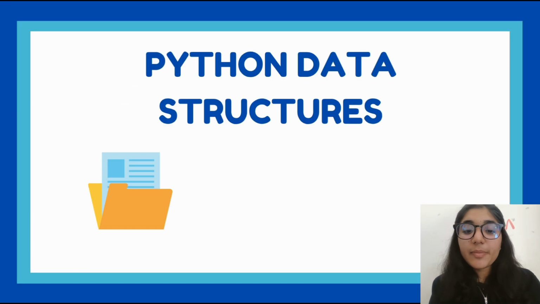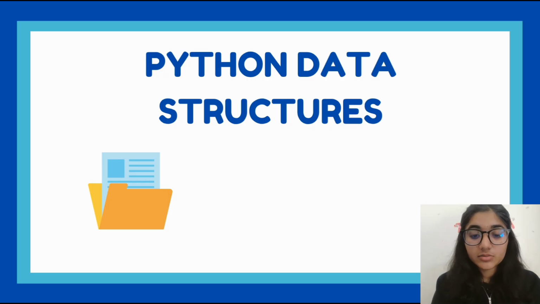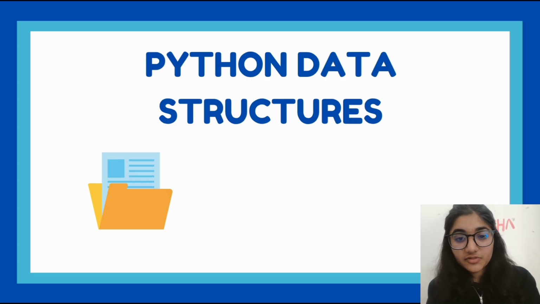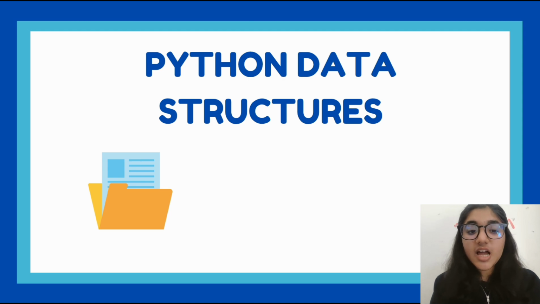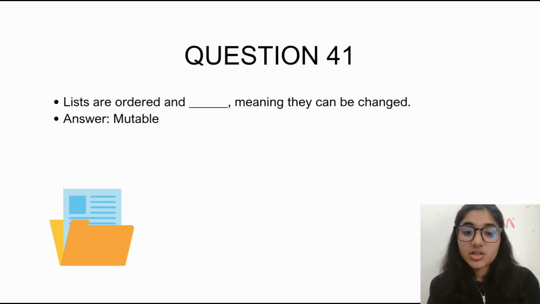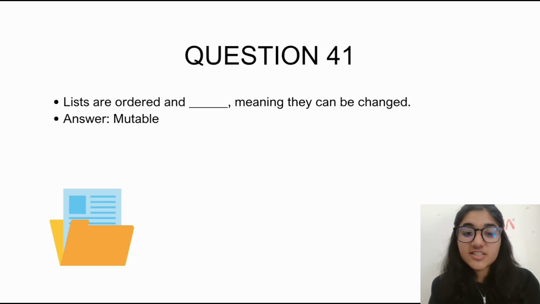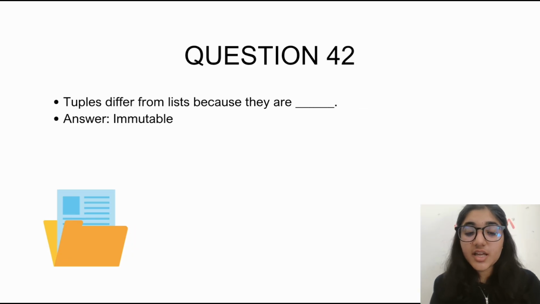Now moving on to the Python data structures part, that is part D. So the question 41 is, lists are ordered and dash, meaning they can be changed. So lists are mutable. The 42nd question is, tuples differ from lists because they are dash. So the answer is immutable.